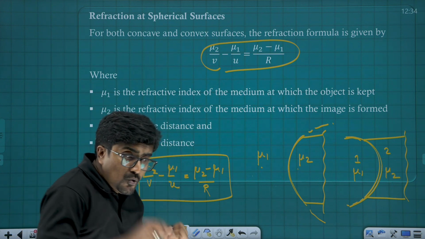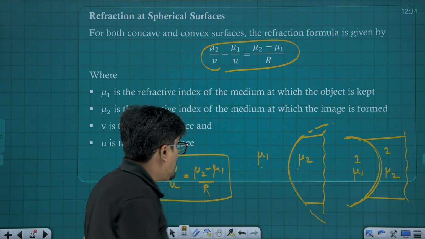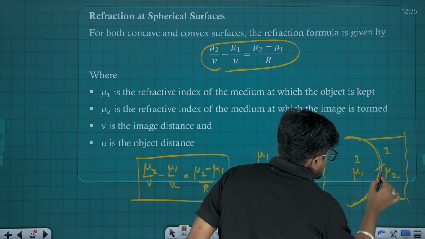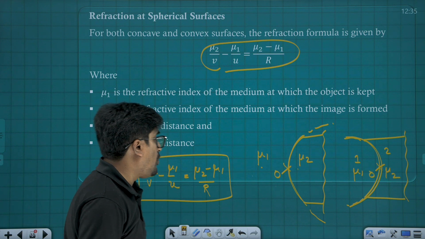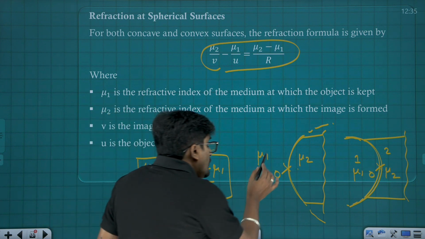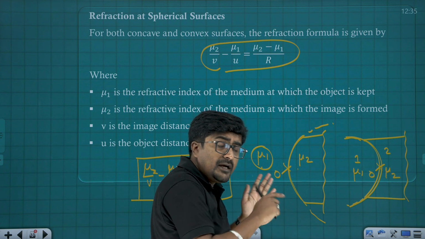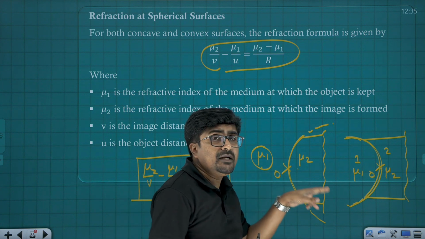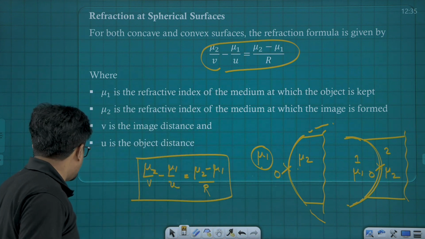U is the distance of the object and v is the distance of the image from the optical center. Here this is the optical center and here this is the optical center, I am marking it as O. The refractive index of the medium in which the object was kept is mu 1, and of the medium in which the image is formed is mu 2. It is as simple as that.